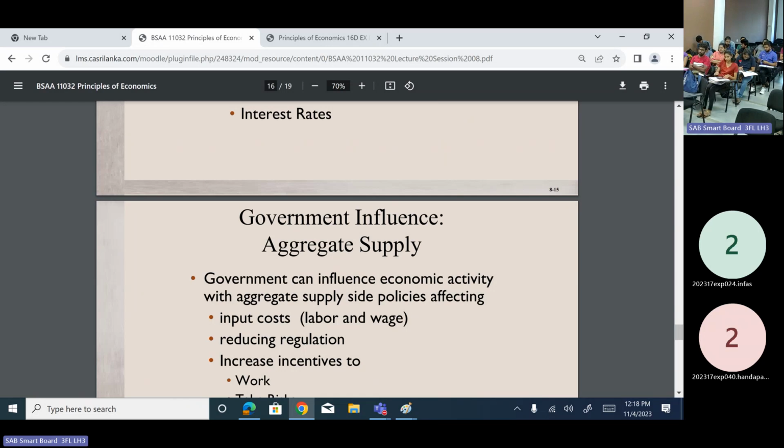Please go home and draw the diagrams. AD shifting outwards, inwards. AS shifting outwards, inwards. Draw the diagram by looking at this PPT exactly, and identify how the price level changes and how real GDP changes.